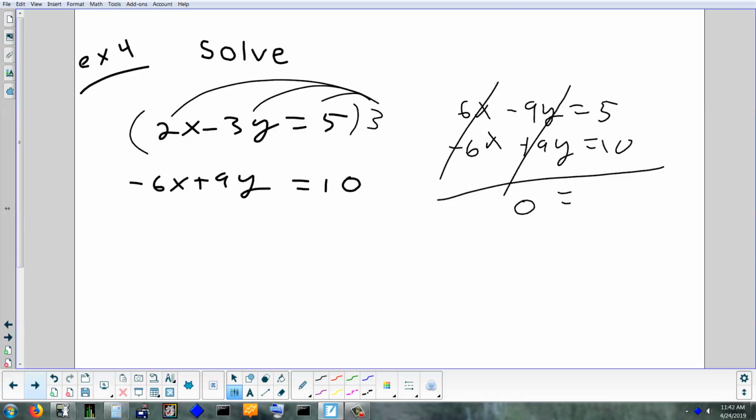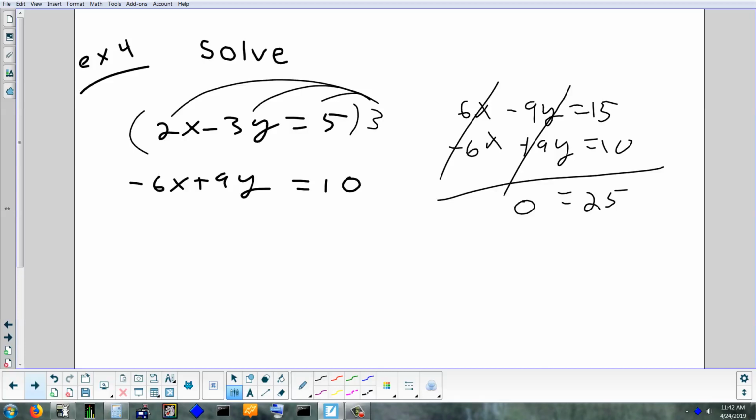And on the right side? 15. Yeah, you have to multiply it by 3. I didn't multiply that by 5. 3 times 5 is 15. You still get the same problem here, but you should remember to multiply everything. So you get 0 equals 25. Whenever all your letters are gone, you're done. You just have to figure out what that means. That means no solution.